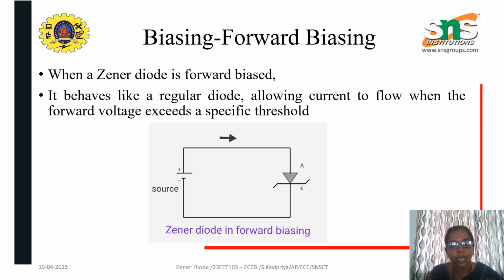Biasing in the case of a Zener diode is of two types. One is forward and the second one is reverse. In forward bias condition, the positive of the battery will be connected to the anode and the negative of the battery will be connected to the cathode. In forward bias, the Zener diode behaves exactly like a PN junction diode. There will be a gradual increase in the current with the gradual increase in the voltage. Once a threshold voltage is reached, there will be a rapid increase in the current.